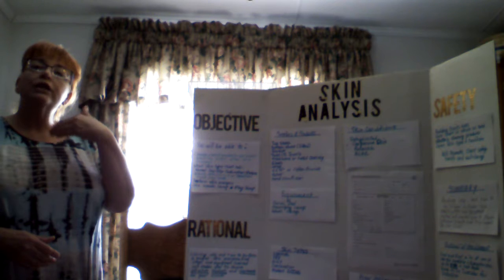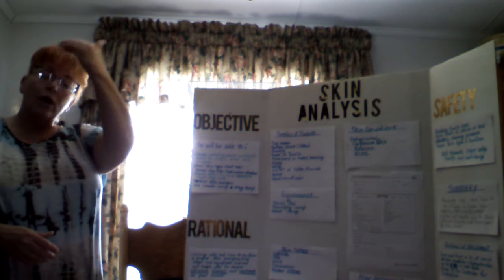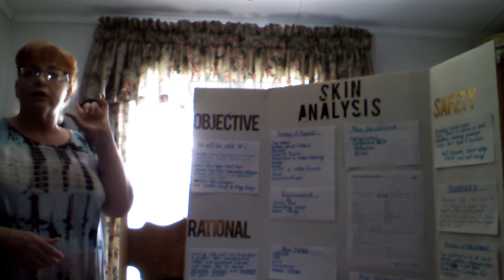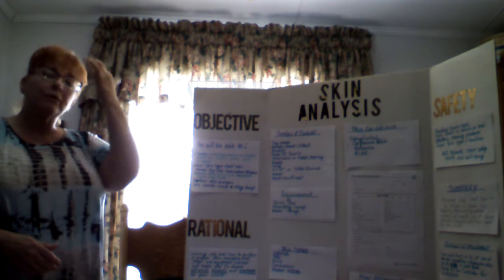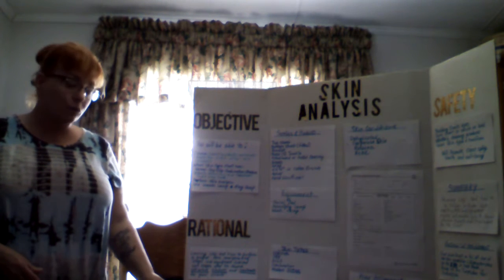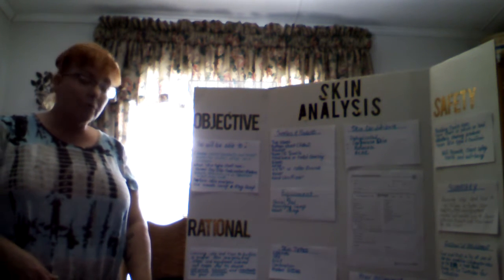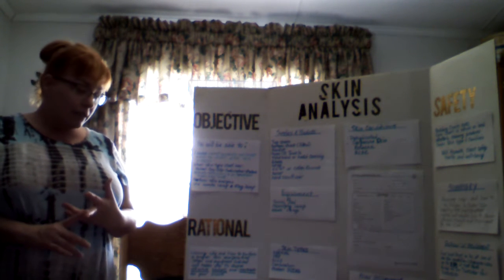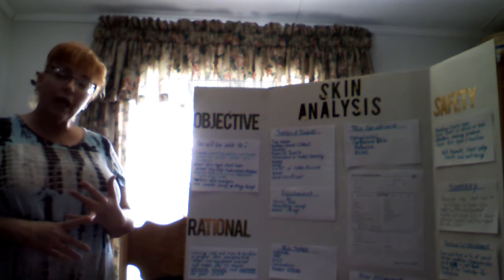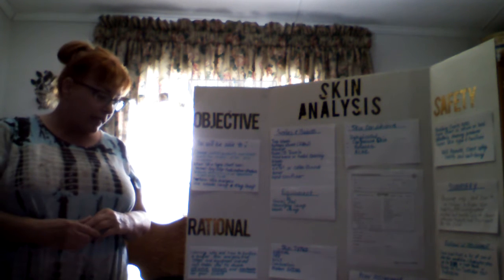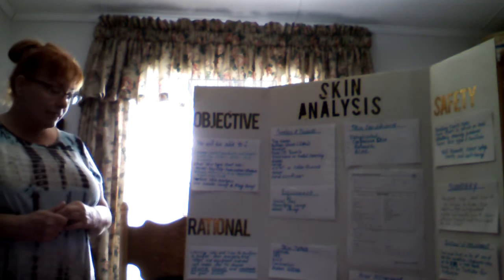When it's combination, it usually means that they are one skin type in the T-zone, which is from the chin to the forehead and from ear to ear, and a different skin type in the other 4 quadrants. Doing a proper skin analysis will help you determine that. A mature and aging skin usually has loose skin, sagging skin, crepe-like skin. It could be thin. It could lack elasticity and firmness.